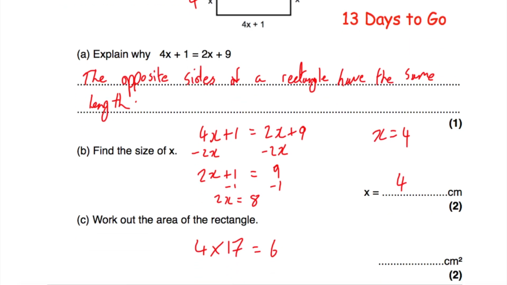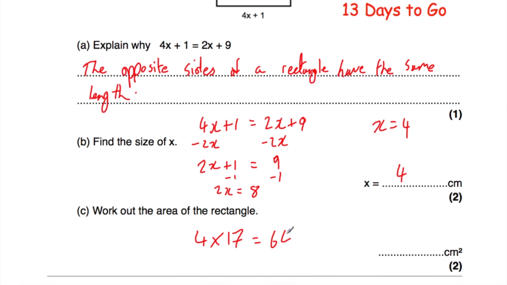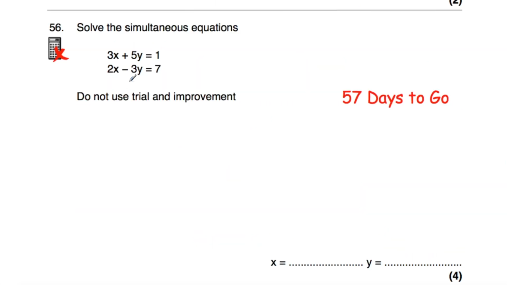We now just need to multiply them together to get the area. And 4 times 17 is 68. So the area of the rectangle is 68 centimeters squared. So question number 56 is on simultaneous equations. So let's have a look here.